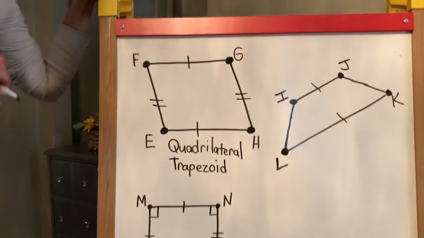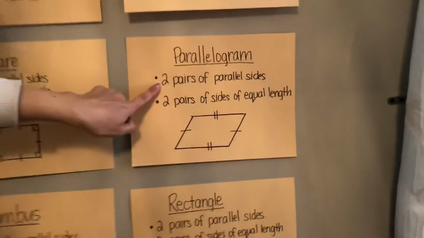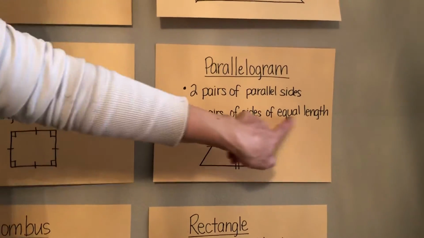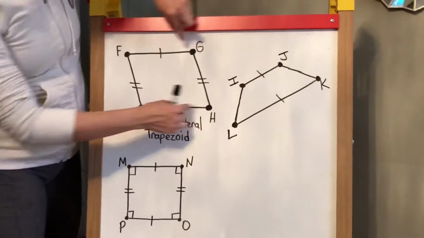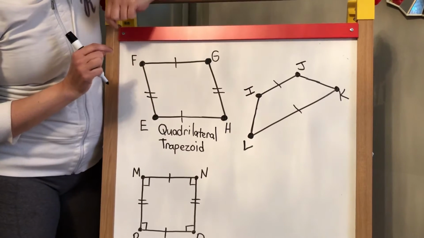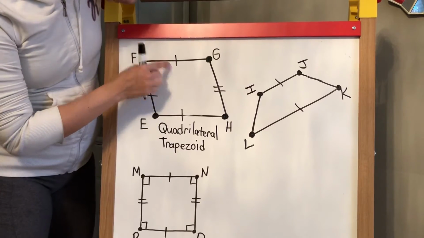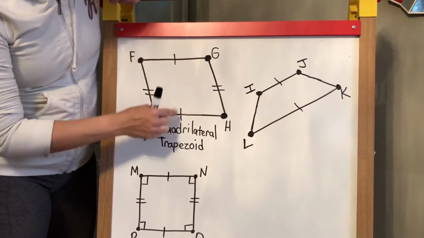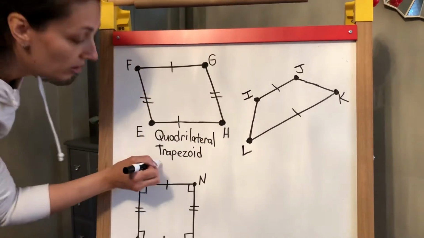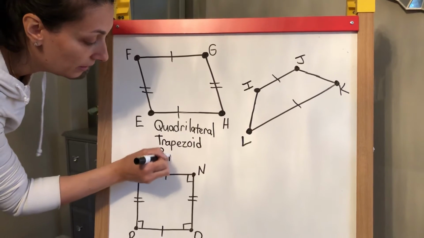Okay. Now we can keep on looking. Parallelogram says it has two pairs of parallel sides and two pairs of sides of equal length. Well, let's look. This is parallel and these are parallel. And they have an equal length. This is the same size as this. This one is the same size as this. So this is also a parallelogram.